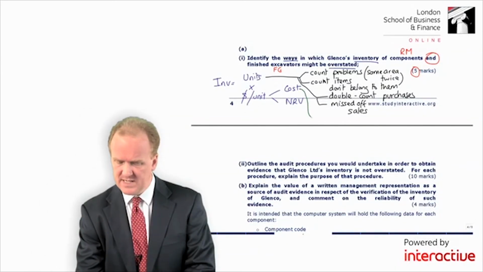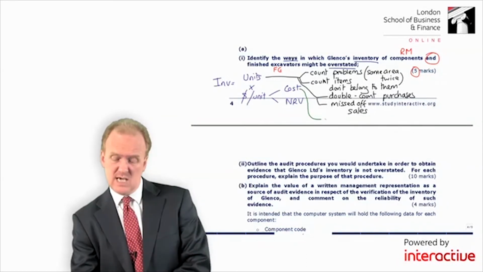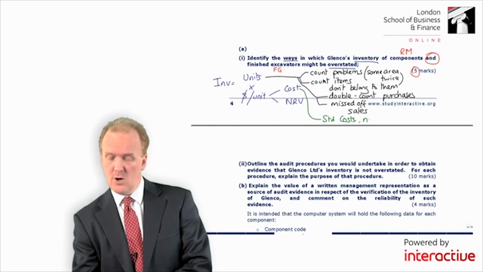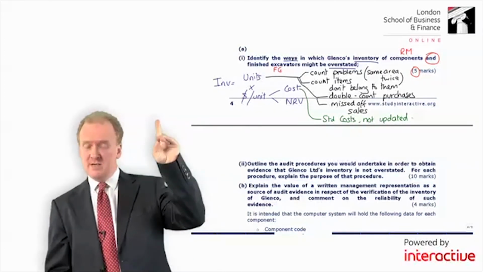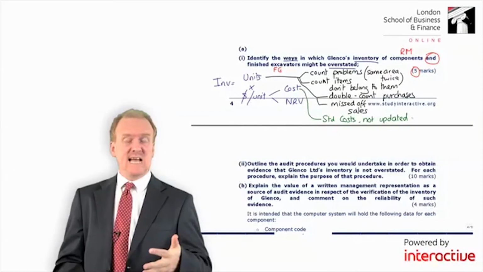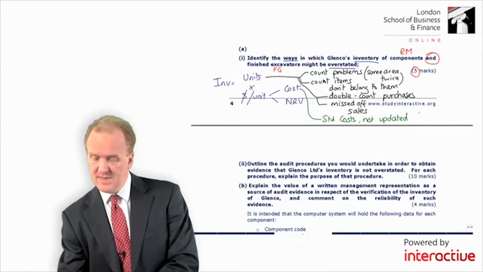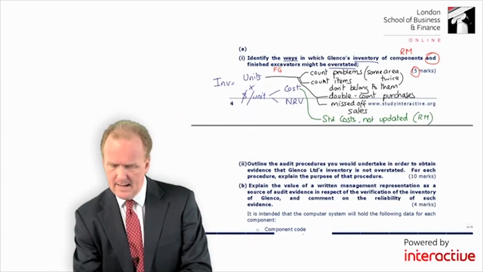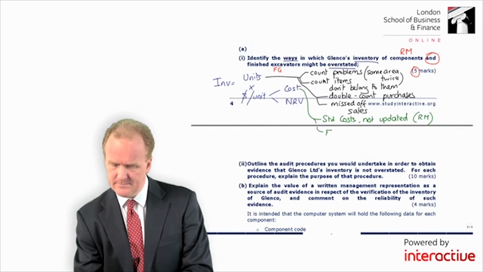Why might the cost be too high? Well, if they are using standard costs and they've not been updated recently, well, costs tend to go up over time. So if they're using out-of-date standard costs, that would do it. Now that, I'm thinking more about raw materials. Also thinking about finished goods.